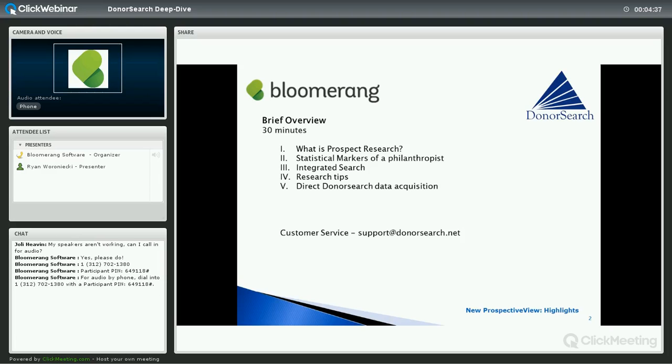The fourth part is research tips. What these will actually do is give you some insight in what you can do to have a more effective search. What can you do to get more out of the service that you subscribe to, or you could subscribe to if you don't already. And then the last part is going to be direct DonorSearch data acquisition. I'll get into that in just a little bit.